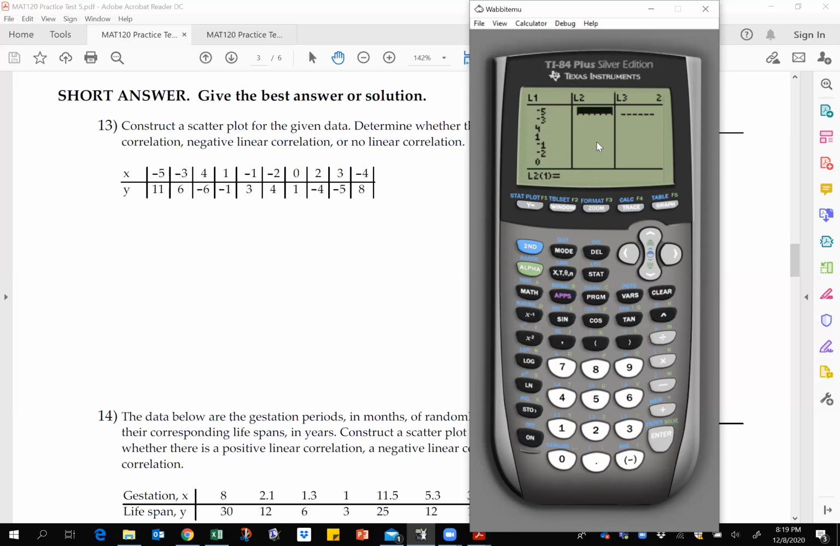It's now very important. We need to go into the L2 list and put the corresponding values for Y directly beside them. So the first X value was -5. That corresponded to a Y value of 11. You must put them in order. You cannot sort any of these lists or it'll totally throw off your ordered pairs. So just plug them in as you see them.